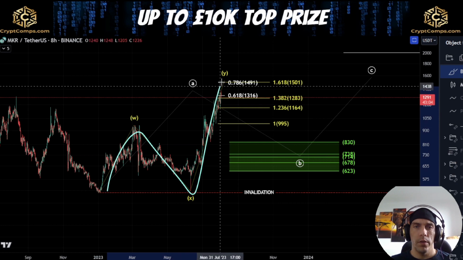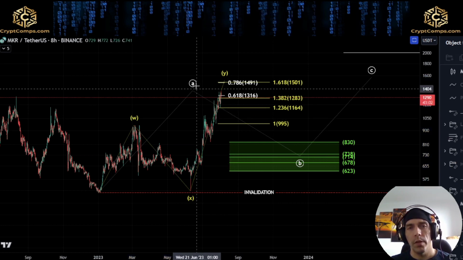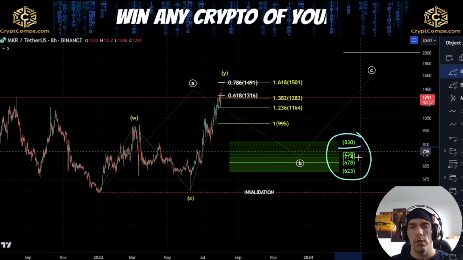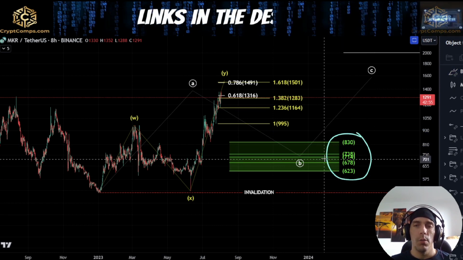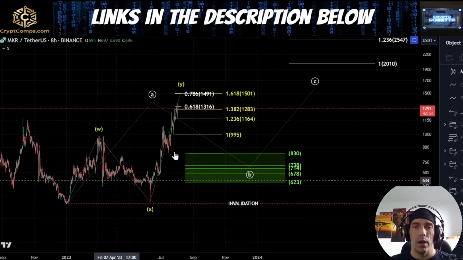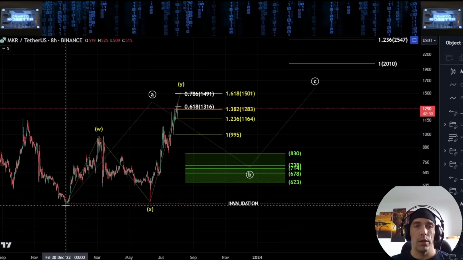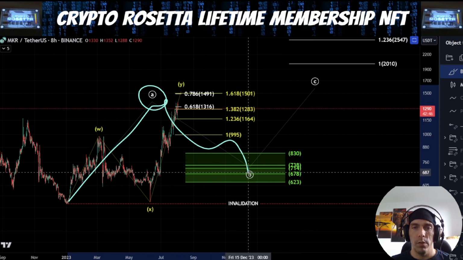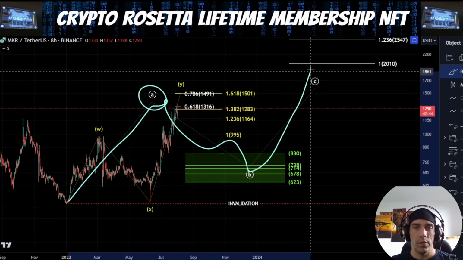So if we do see this as a 3-wave move to the upside, and then we see 3 waves back to the downside, and we manage to hold this zone of this 830 to this 623, we could see price actually look to extend out here in a corrective pattern. And what we'd be looking for here would effectively be that this could be our A wave. We see 3 waves down for that B wave, and then we see a C wave to the upside.